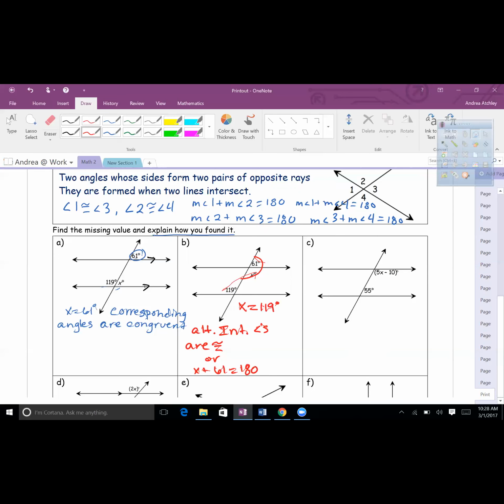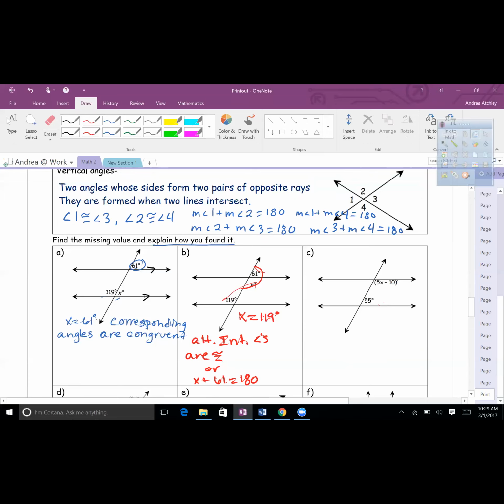Okay, see, now I have to write an equation here. Okay, Philip, what kind of angles do you think 5x minus 10 and 55 are? You go back up here.